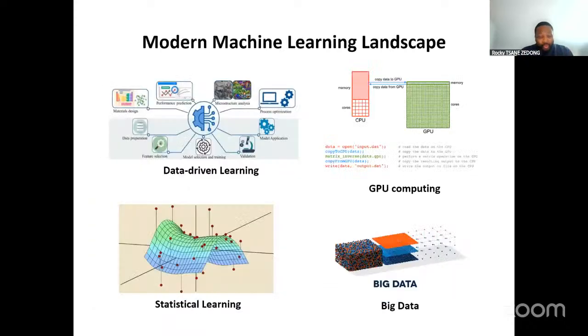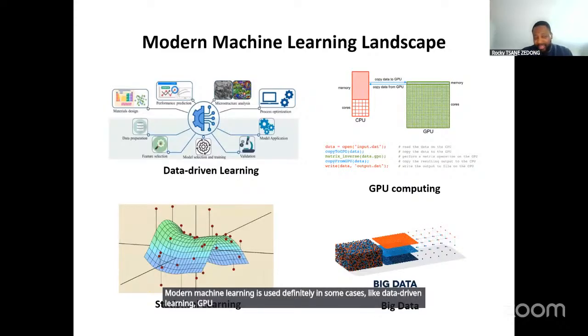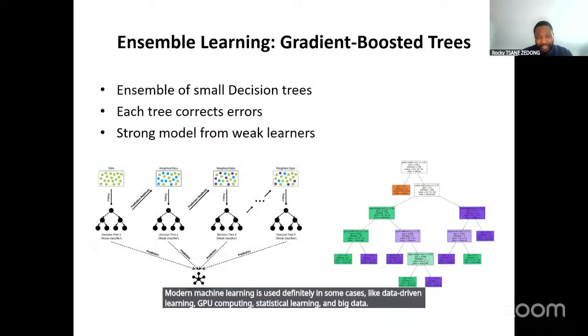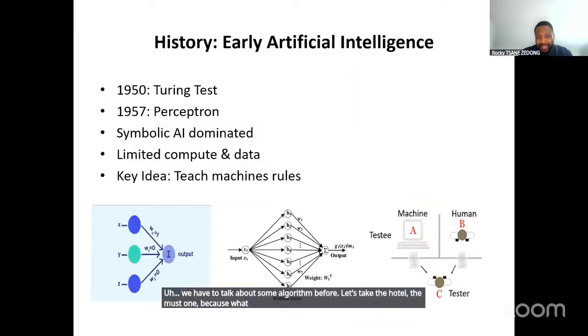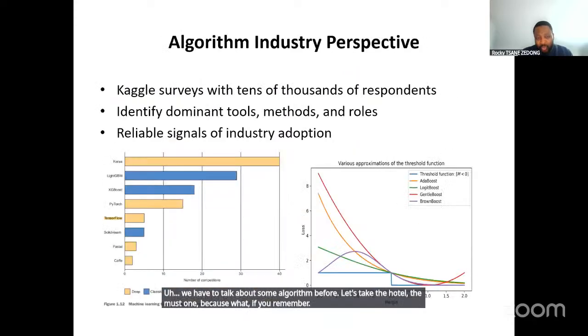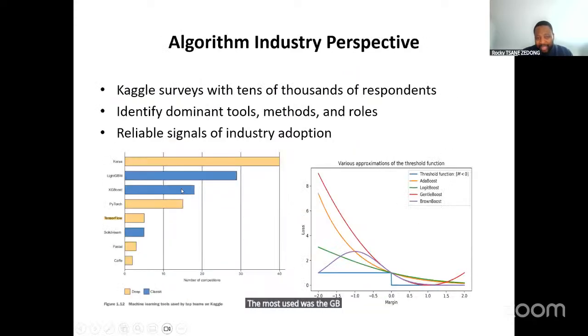Modern machine learning is used definitely in cases like data-driven learning, GPU computing, statistical learning, and big data. We have to talk about some algorithms before. Let's take the most used one, because if you remember, the most used was the GBM here. So we focus on it.